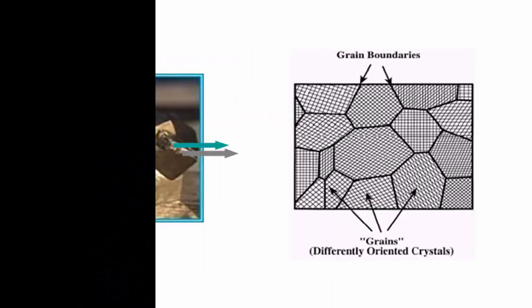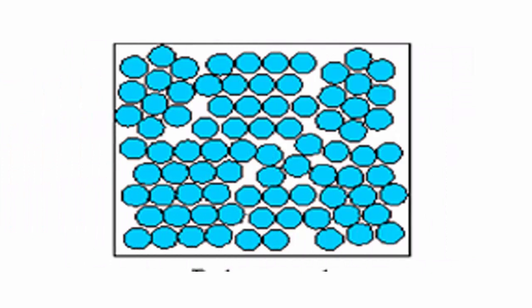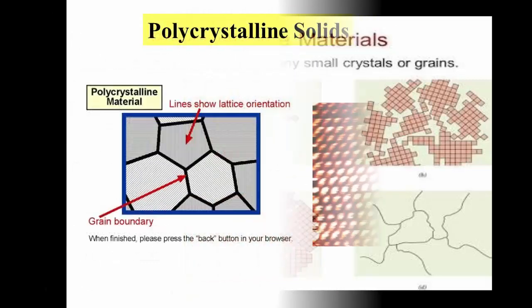Polycrystalline solid. A polycrystal is a material made up of an aggregate of many small single crystals, also called crystallites or grains. Polycrystalline materials have a high degree of order over many atomic or molecular dimensions. These ordered regions, or single crystal regions, vary in size and orientation with respect to one another.